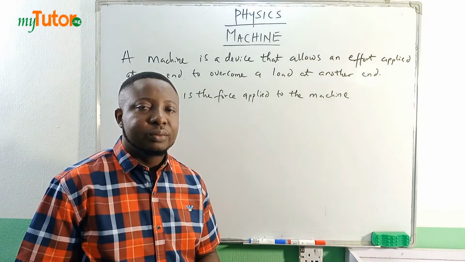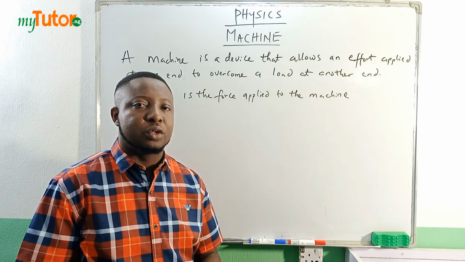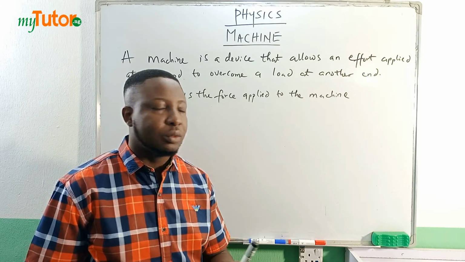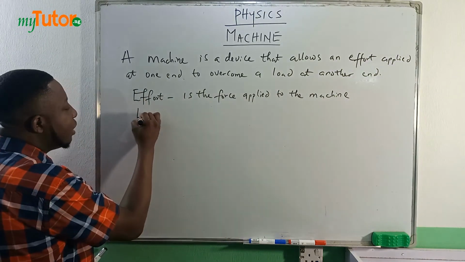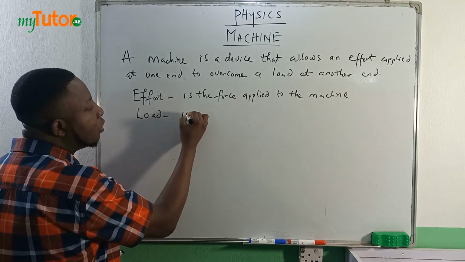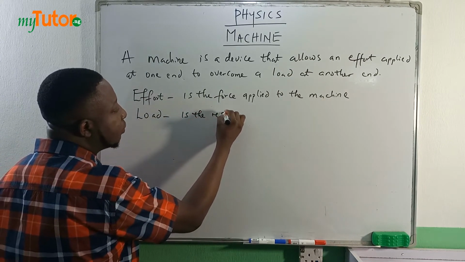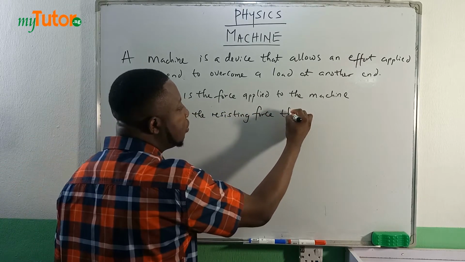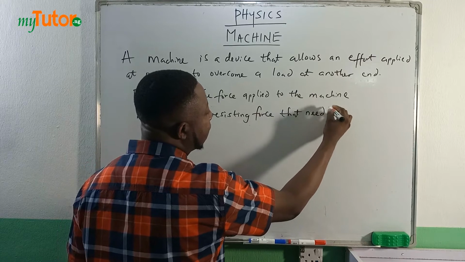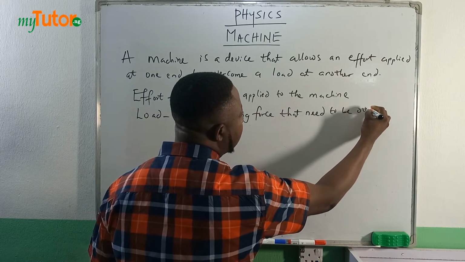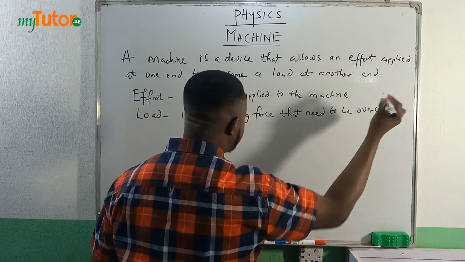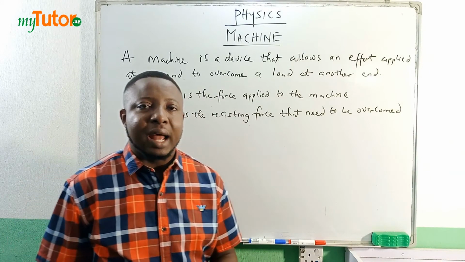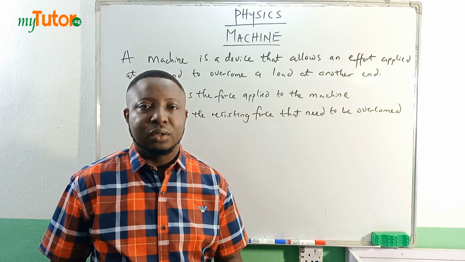While load is the resisting force, or the force that needs to be overcome by the machine. So the next terminology is load. So load is the resisting force that needs to be overcome by the machine. So we have defined what an effort is and what a load is.